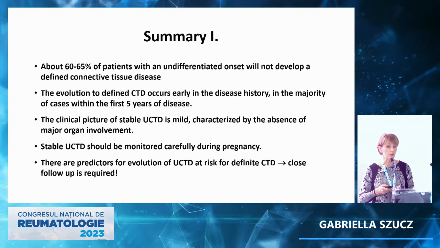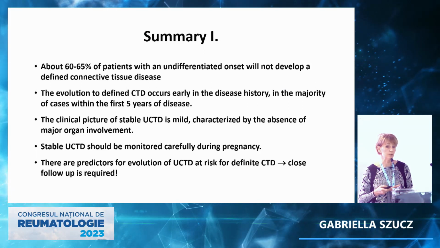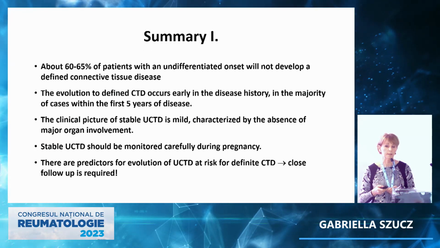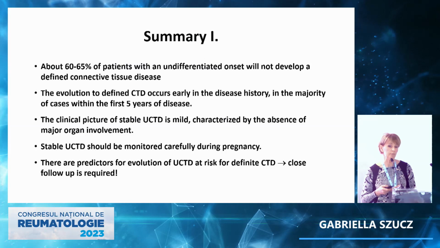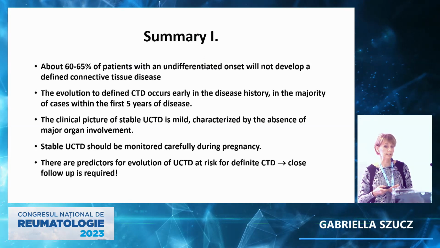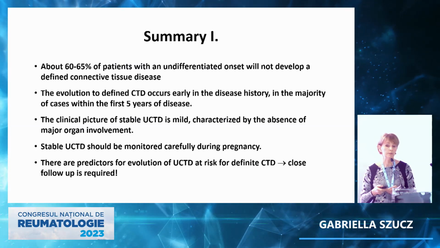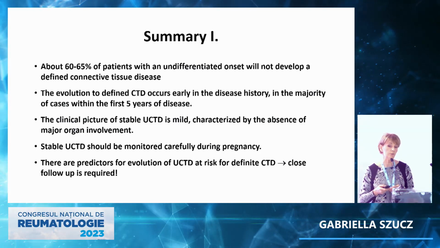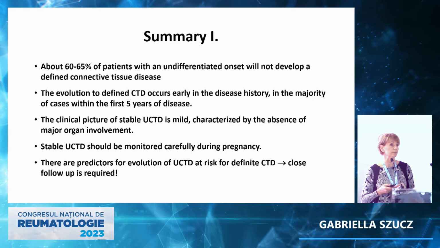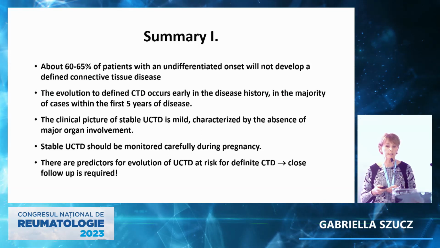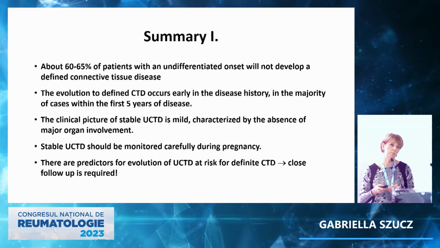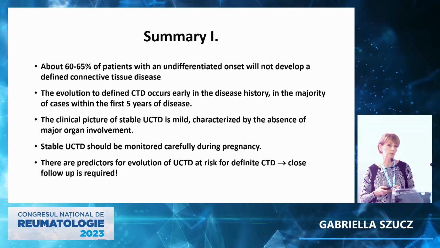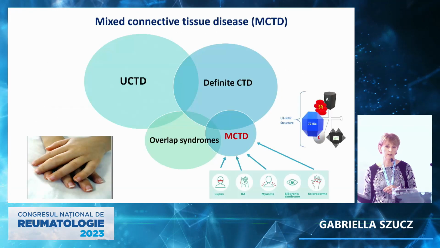The clinical picture of stable UCTD is generally mild and characterized by the absence of major organ involvement, and stable UCTD should be monitored carefully during pregnancy. There are predictors for evolution of UCTD at risk for definite connective tissue disease, and because of this, close follow-up is required for our patients.